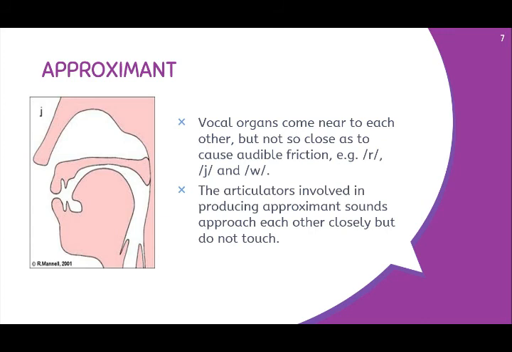Approximant. In approximants, the vocal organs come near to each other but not so close as to cause audible friction. Jadi, di dalam approximant ini, vocal organs-nya saling berdekatan tapi tidak terlalu dekat, yang kemudian bisa menghasilkan bunyi seperti di dalam konsonan bahasa Inggris, r pada kata rat, y pada kata yesterday or yarn, dan juga bunyi w seperti pada kata warehouse.